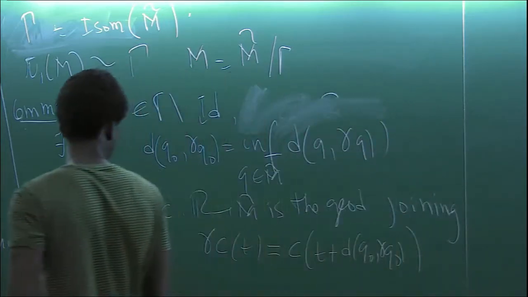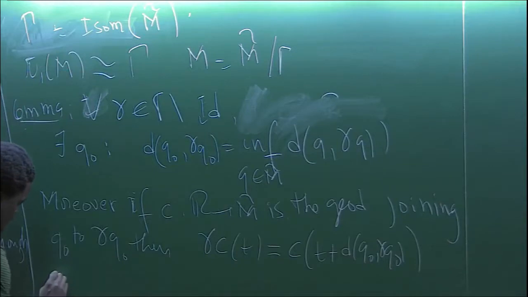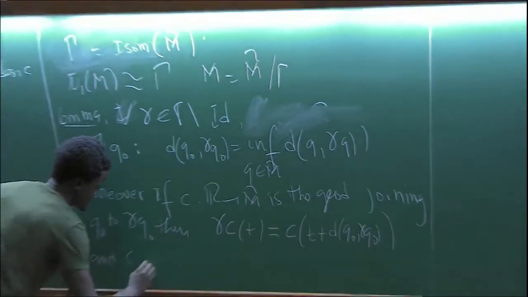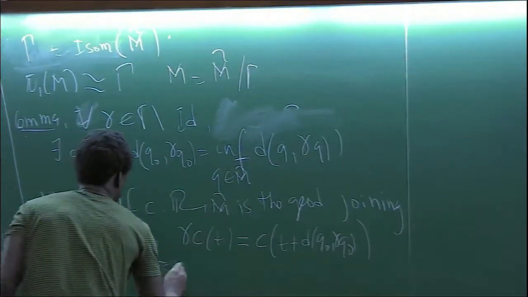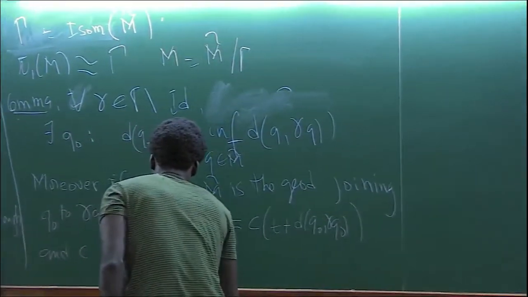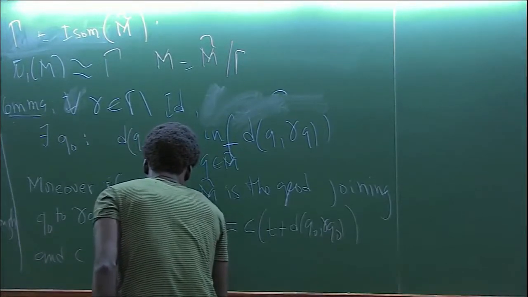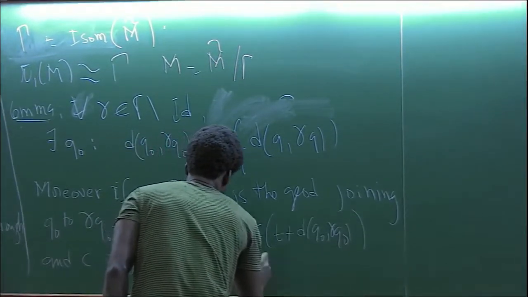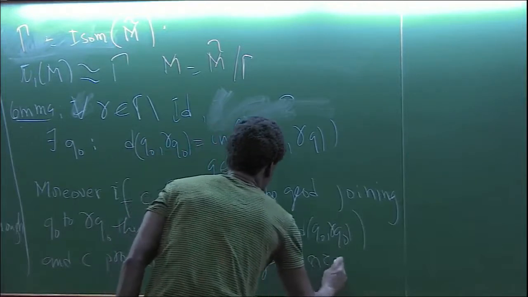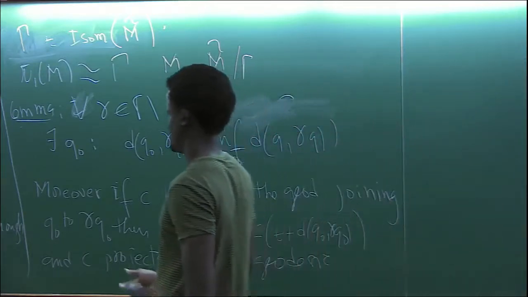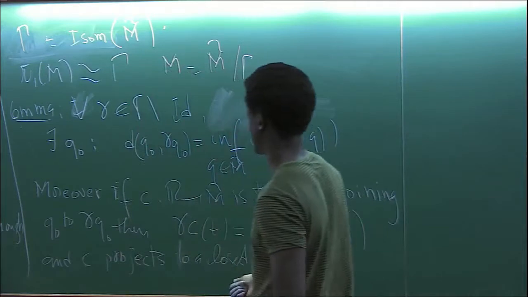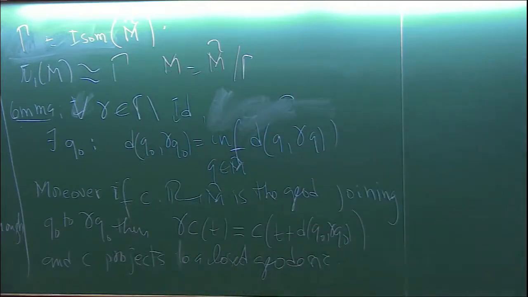And C projects to a closed orbit, to a closed geodesic. This is very, very general. It uses just the fact that you have no conjugate points. If you consider a manifold without conjugate points, there is this. The proof is in some textbook, so I will not discuss it.